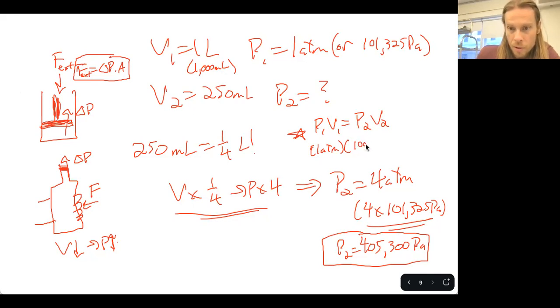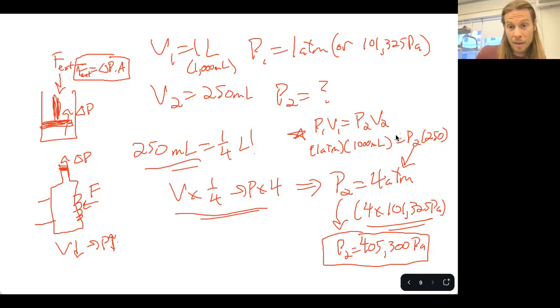And I'm going to use 1,000 milliliters as V1, and then P2 is what I'm solving for, equals 250. I'm going to get that P2 is 4 atm. I like it like this though. This is a fun way of doing it, but plugging it in will also get you there. It's all good. Here's my answer in pascals if I want to convert to pascals.